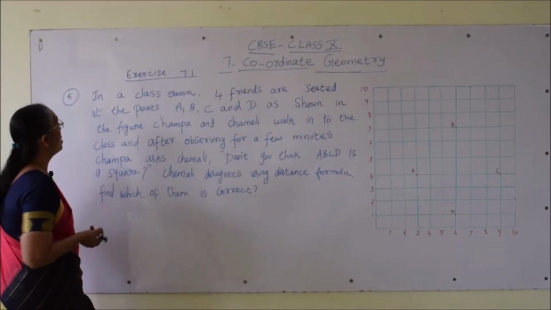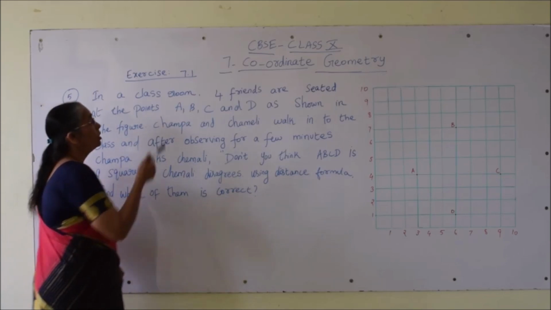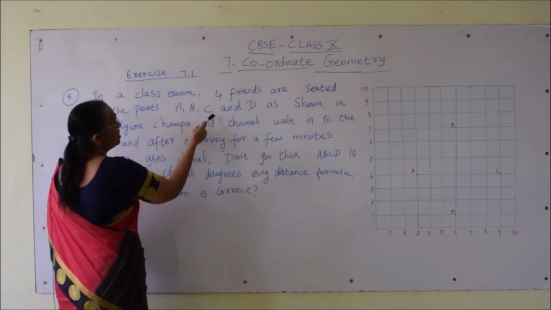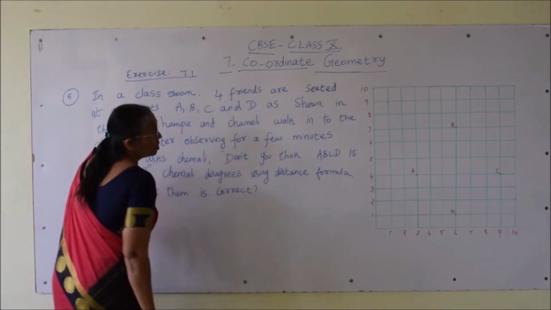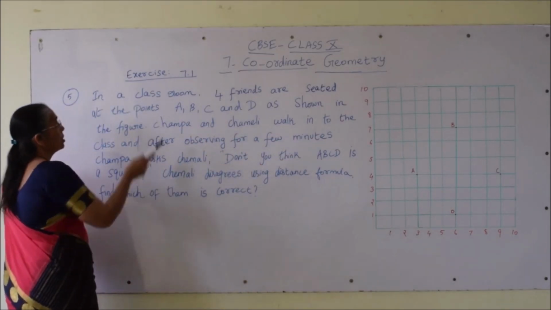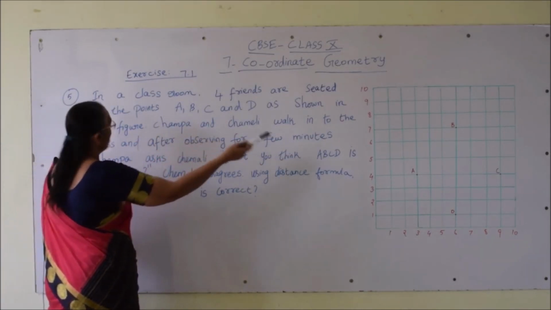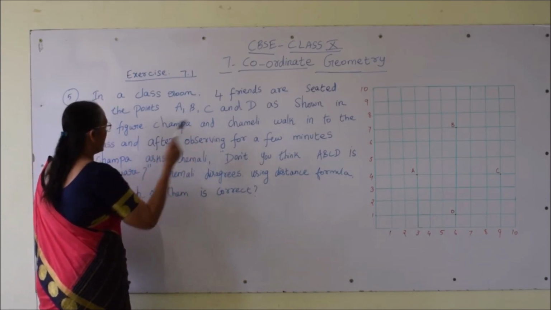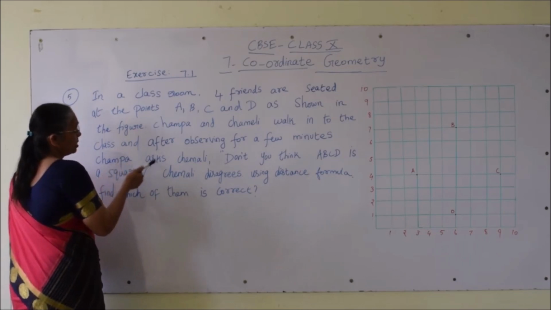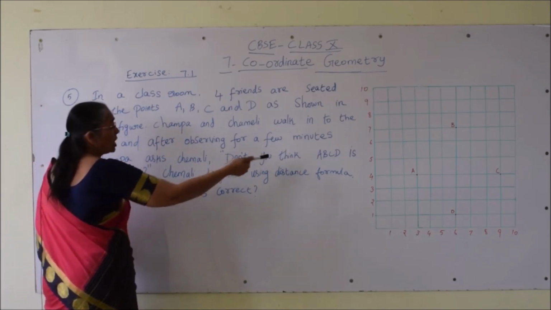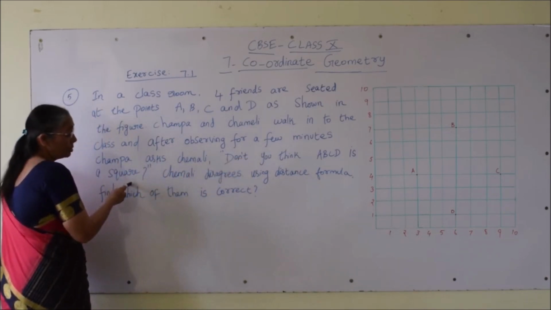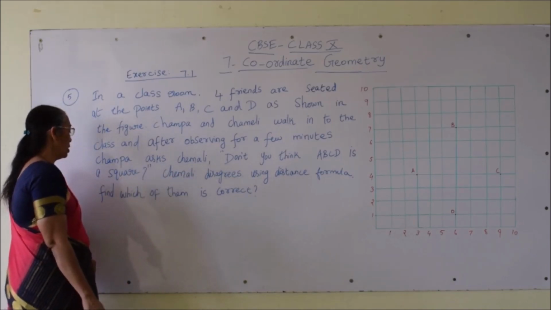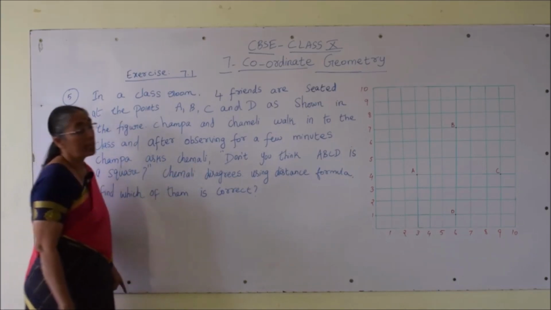Problem number 5. In a classroom, 4 friends are seated at the points A, B, C and D as shown in the figure. Champa and Chameli walk into the class and after observing for a few minutes, Champa asks Chameli, "Don't you think ABCD is a square?" Chameli disagrees. Using distance formula, find which of them is correct.